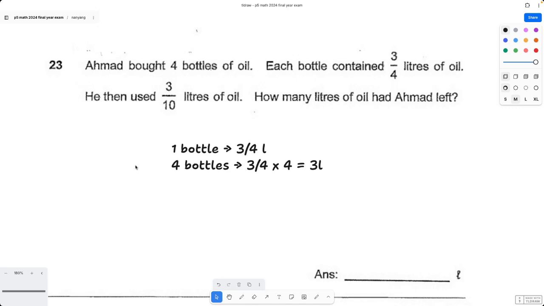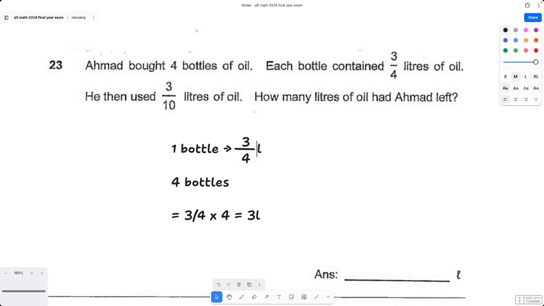If I were to do this correctly, 3 over 4, put the line over here. Equal, 3 over 4. Then this one also put like this. I'm going to put it like this so it's easier to see.